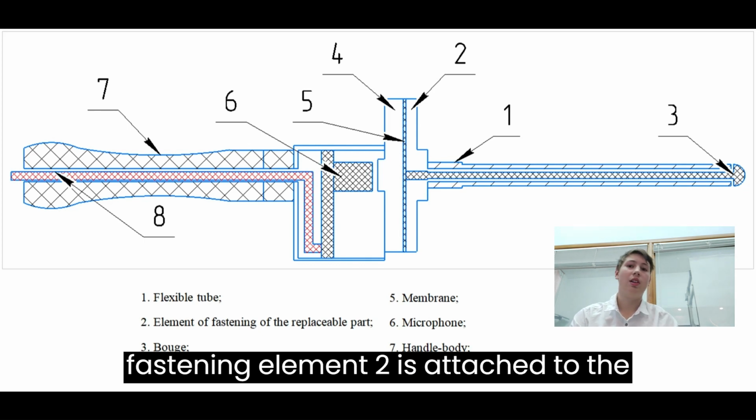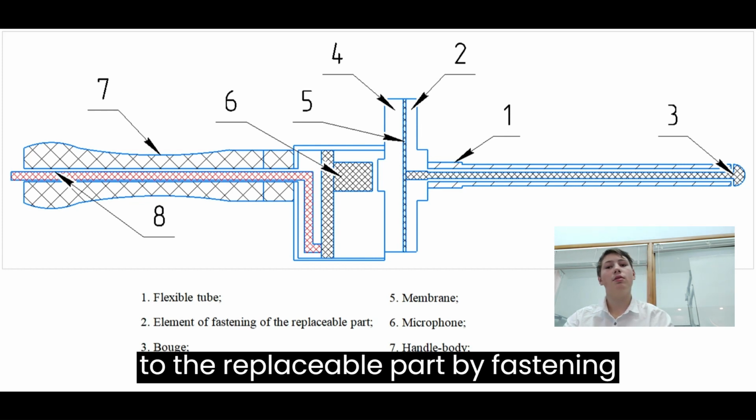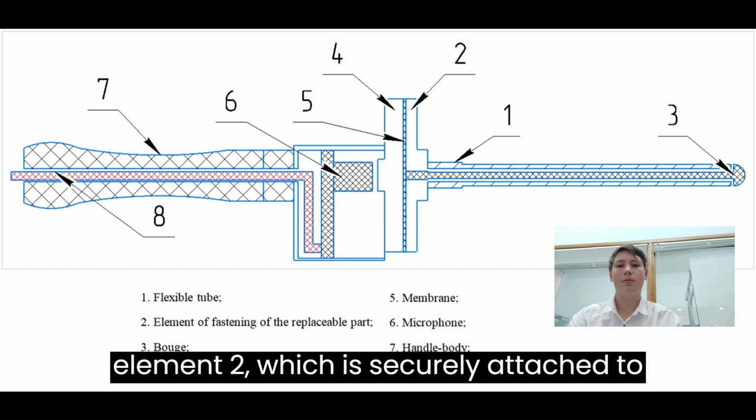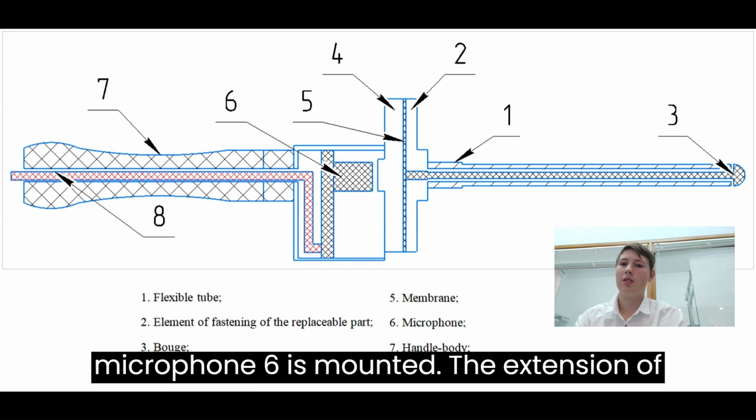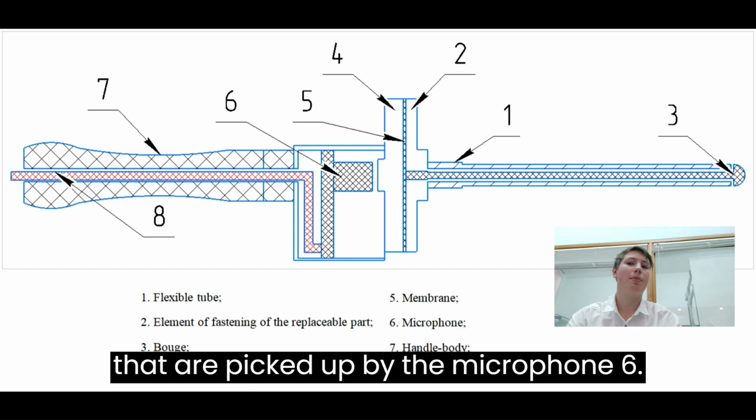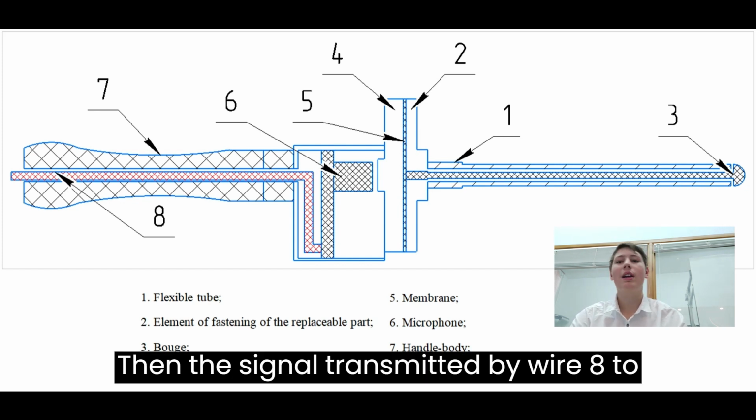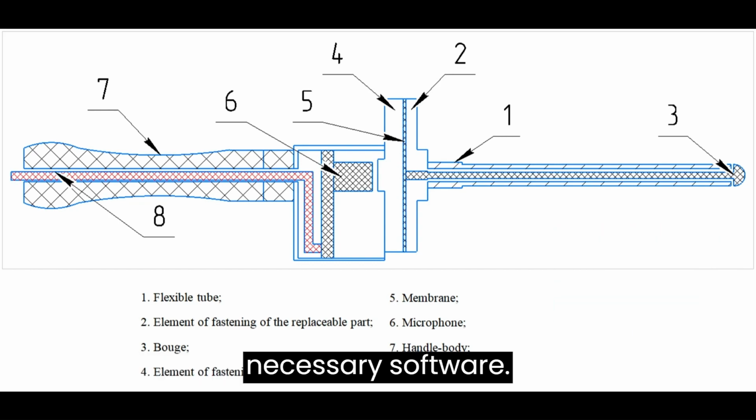The fastening element 2 is attached to the element 4. The reusable part is attached to the replaceable part by fastening element 2, which is circularly attached to the holder handle 7, in which the microphone 6 is mounted. The extension of the bush 3 is attached to the membrane 5, which accordingly creates vibration that is picked up by the microphone 6. Then the signal is transmitted by wire 8 to a computer or other device with the necessary software.